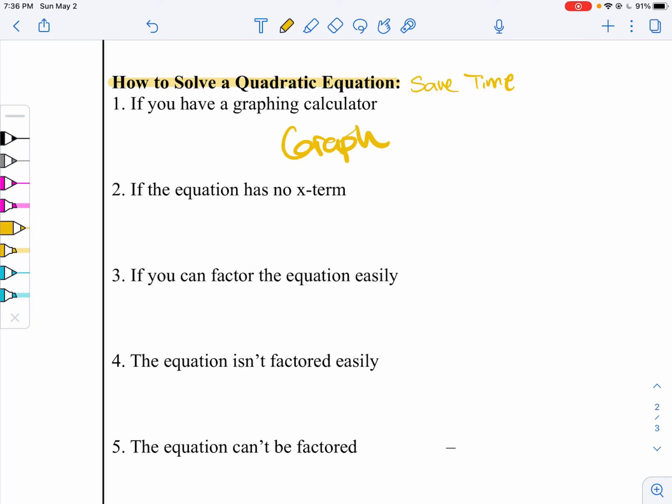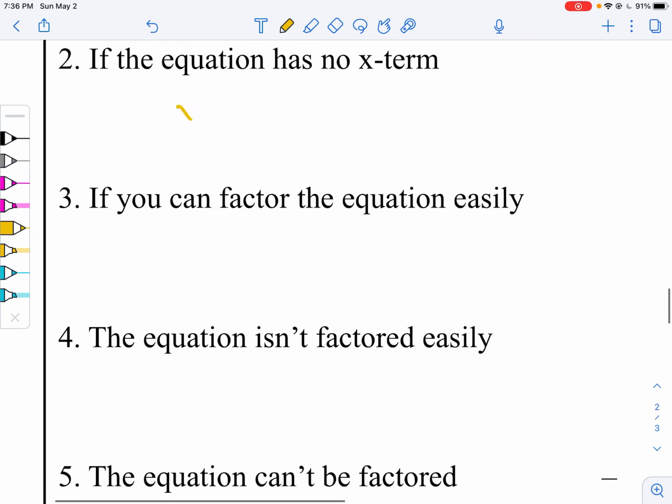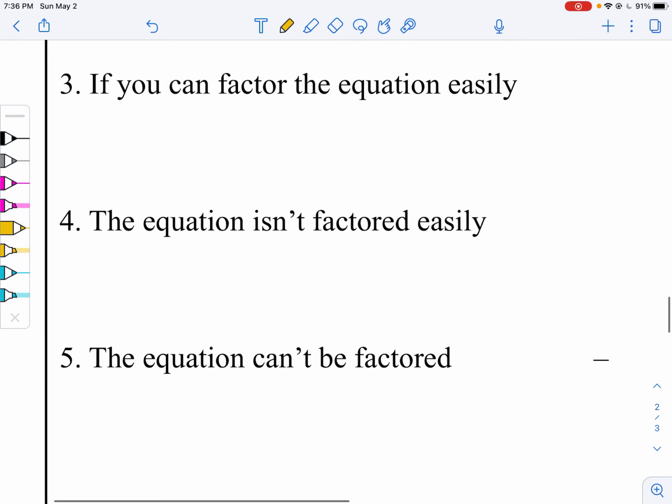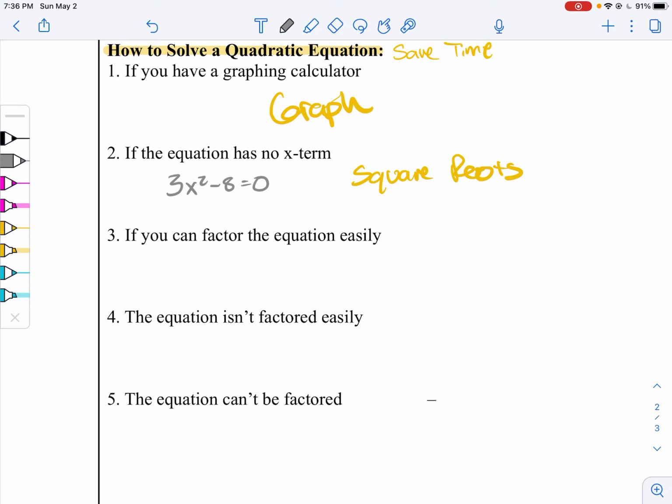If the equation has no x term, like 3x squared minus 8 equals 0, cool. Then solve by taking square roots. That specific example is going to come out really gross, but solve by taking square roots. That is, you add 8 to both sides and then divide by 3. So you'll get x is the square root of 8/3, like that.